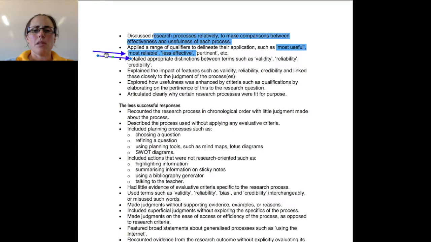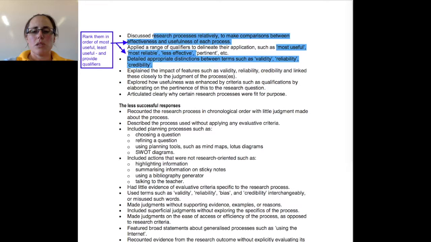All right. You need to make sure that you understand the difference between validity, reliability, and credibility, and that this is really quite clear in your evaluation through the examples that you give, why something is more valid, why something is more reliable, and why something is more credible.